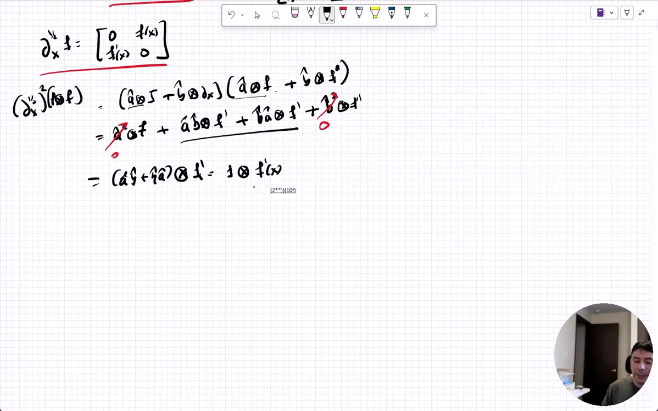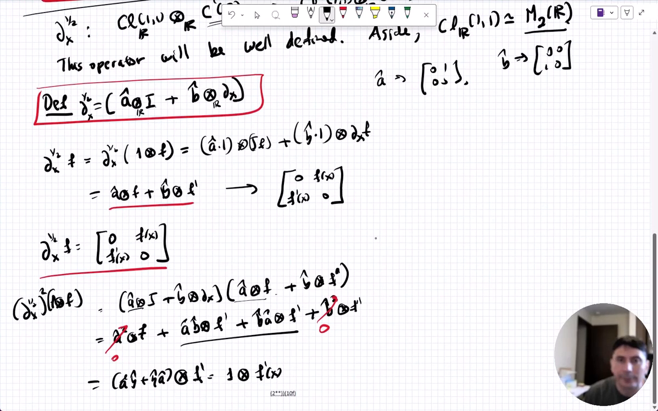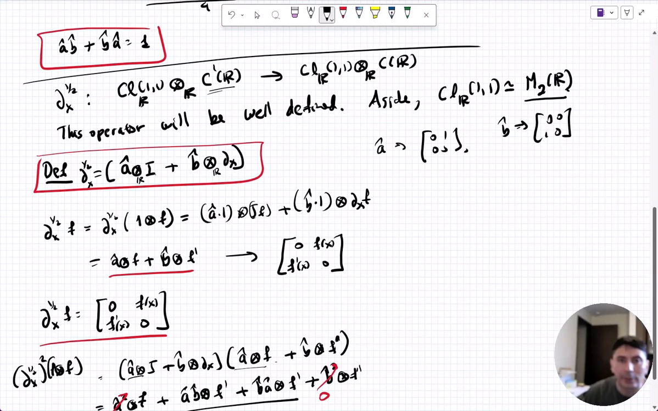So we have a well-defined operator, right? It remains to show that any function, if I put any function in the domain, I get a function on the range. That's what it remains to show, and that's what we're going to do next, actually.